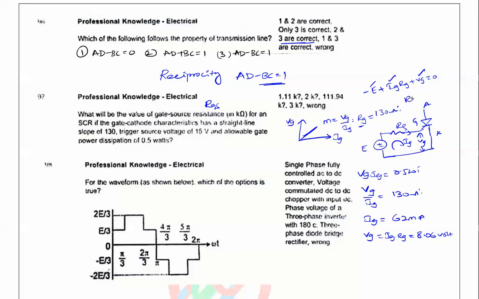By substituting this value we can get Rg as 111.9 ohms, but in the given options it is asked as 1.11 kilo ohms. So approximately, the answer will be 1.11 kilo ohms, which is the approximate answer for this question.